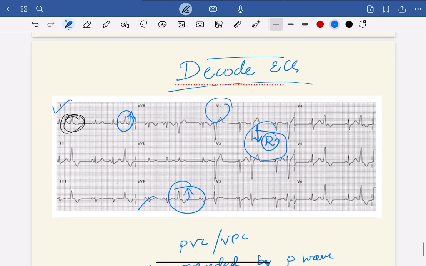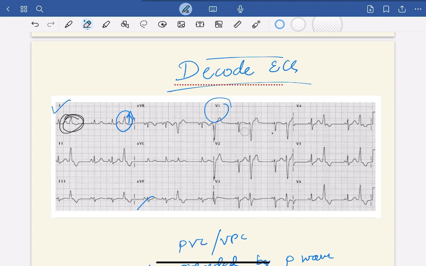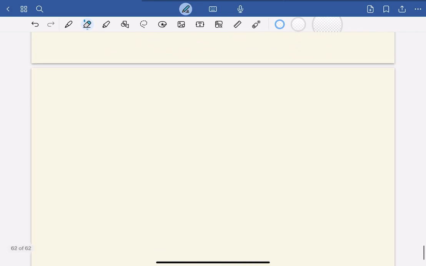So again I will repeat. First you have to see V1. If the QRS is predominantly downward, it is right sided. If the QRS is predominantly upward, it is left sided. It is as simple as that. So you see V1 first. If the QRS complex is predominantly downward or has a deep S wave, it is a right sided focus.